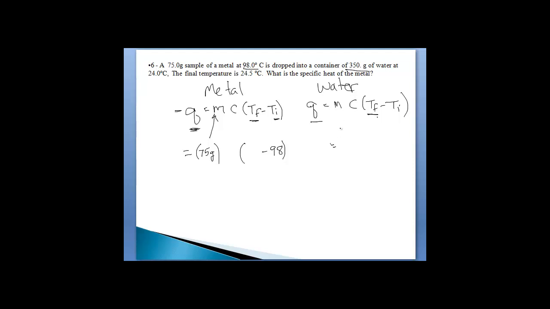It's dropped into a container of water that contains 350 grams of water. So over here, we know the mass is going to be 350 grams. And that water is at 24 degrees Celsius. So before anything happens, we know that the temperature of water is 24 degrees. It says the final temperature is 24.5 degrees, so I can put that there. Let me fix that because it looks like a 29. So let me put 24.5.